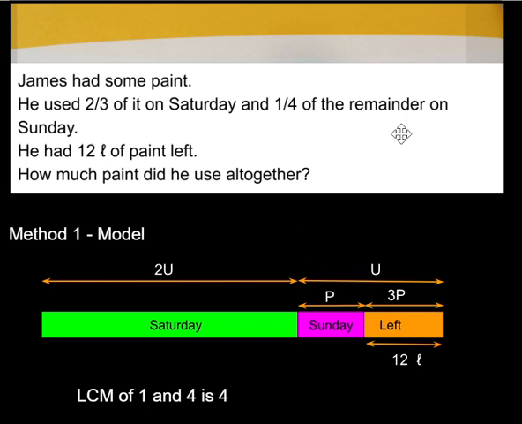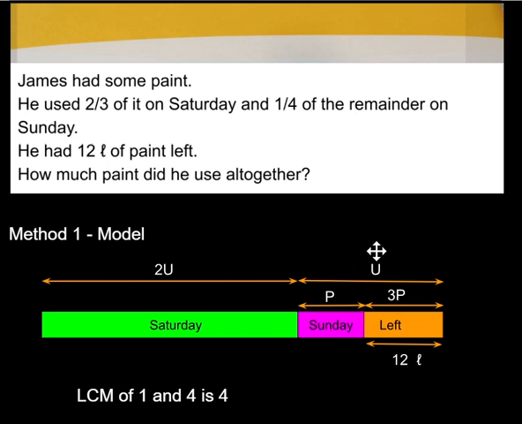Okay, and he used one quarter of it on Sunday, so it has to be 1P used, and this has to be 3P. I just use a different letter because they are not the same unit. So I put here 1P, I must be left with 3P. And he was left with 12 liters of paint, so the left here must be 12 liters.